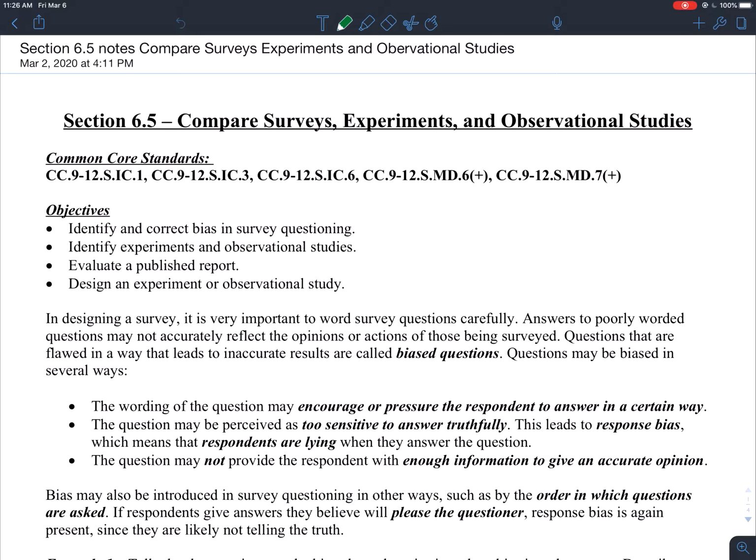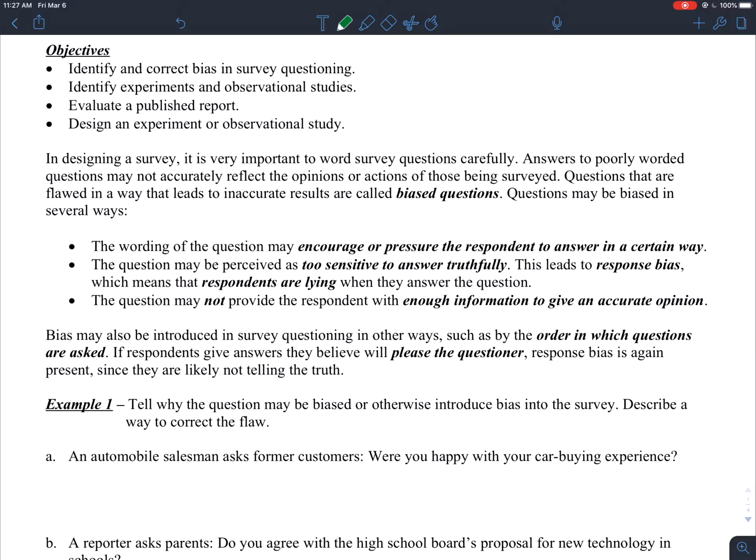Your notes say, in designing a survey, it's very important to word survey questions carefully. Answers to poorly worded questions may not accurately reflect opinions or actions of those being surveyed. Okay, so what we call a bad question or a flawed question, we call it a biased question. A biased question will lead to biased results or inaccurate results. Okay, and so below are some ways in which questions can be biased.